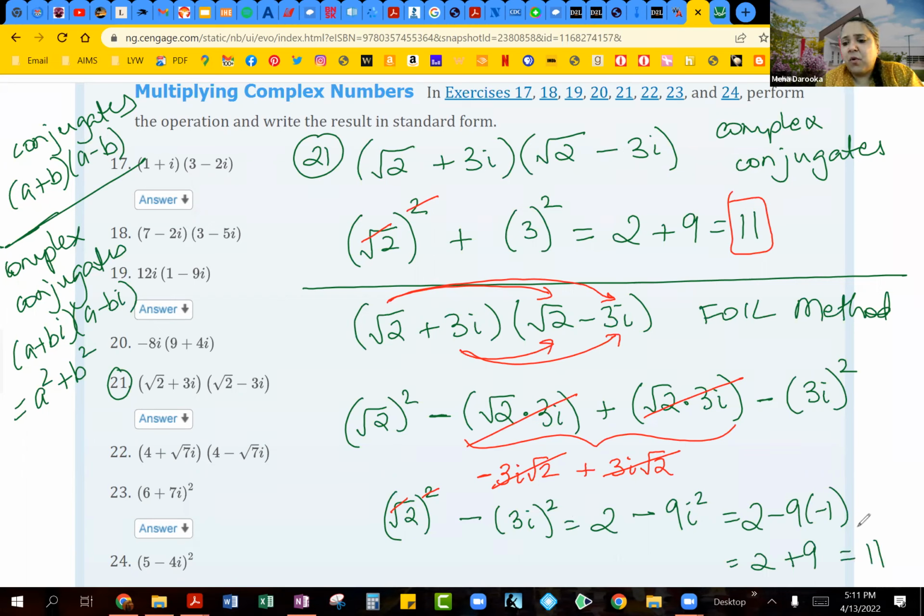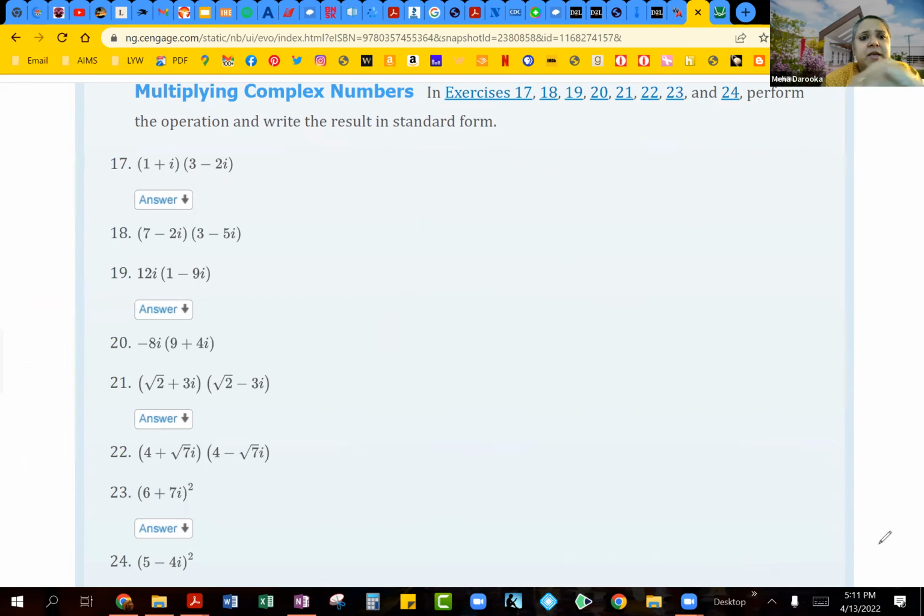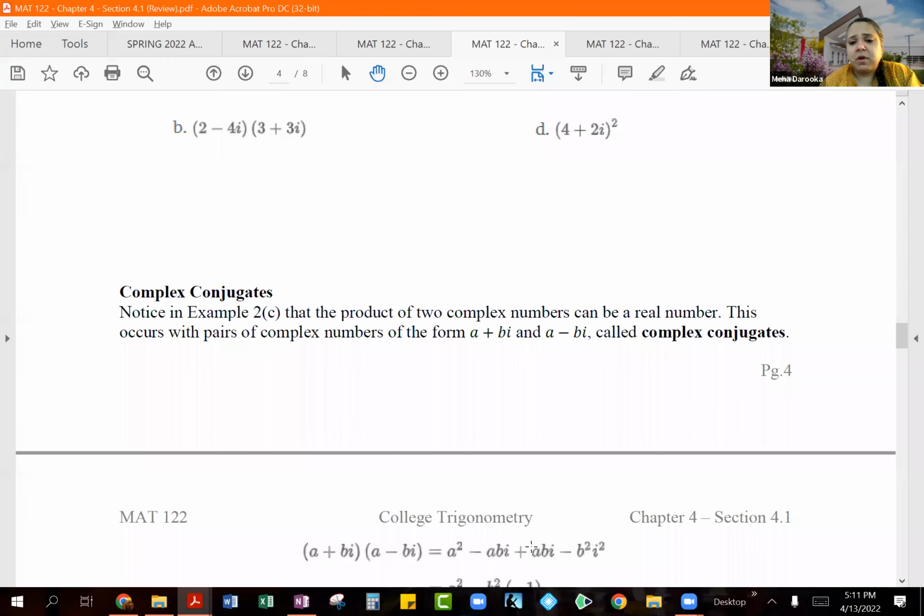So even your FOIL method will work. Just remember those two middle terms will end up being those additive inverses we were talking about. So they cancel each other out, leaving you with just the square of the first term and the square of the last term. So use whatever method you want to use, whatever you're comfortable with, and it works out just the same. Okay, so that's your multiplication for the complex numbers.